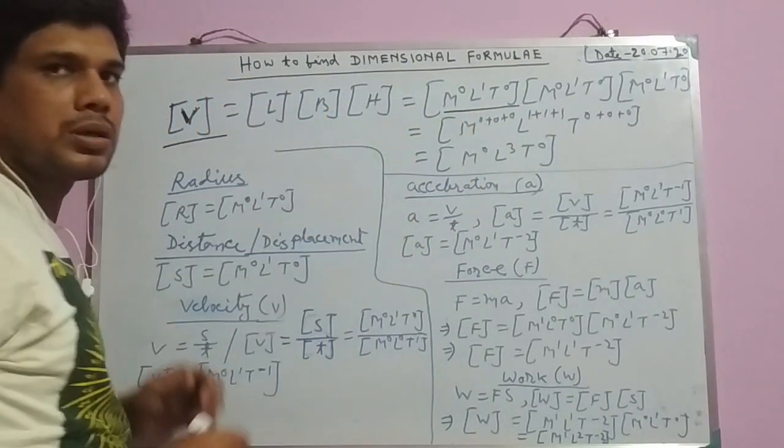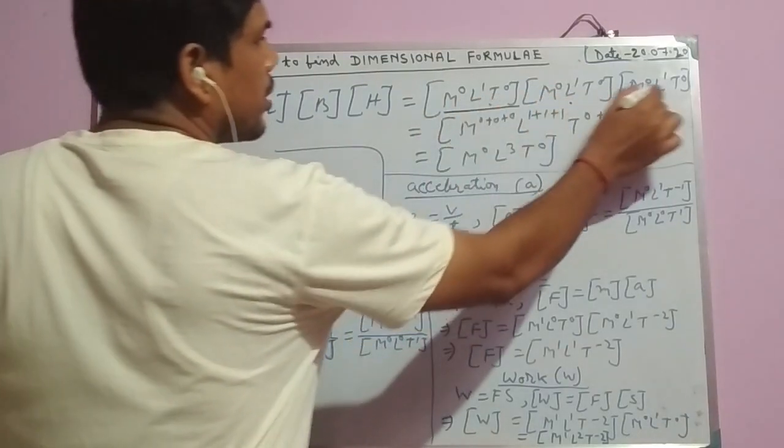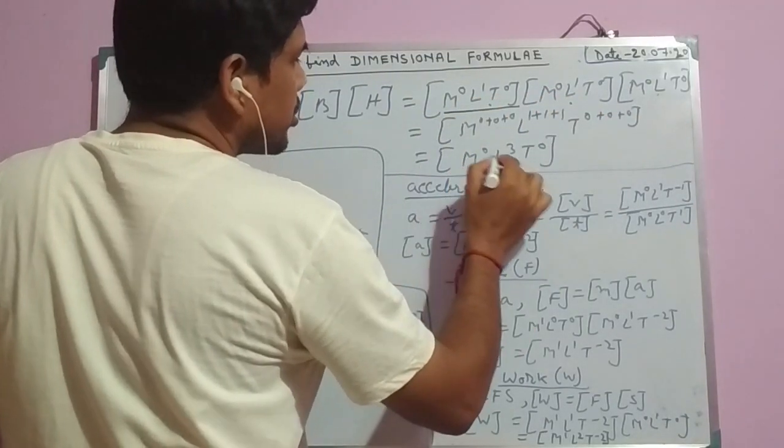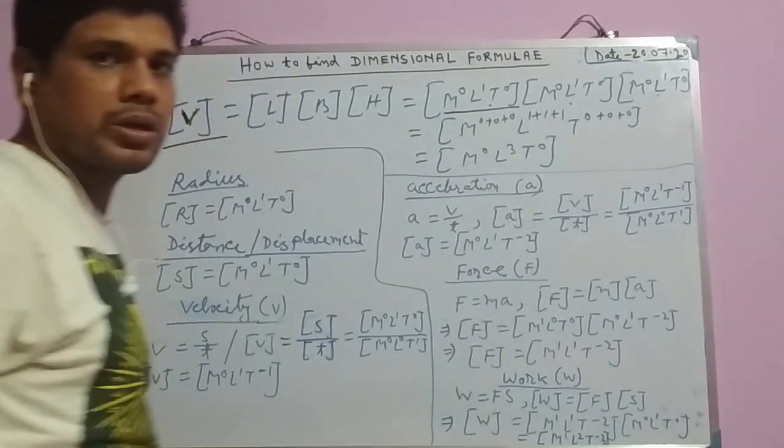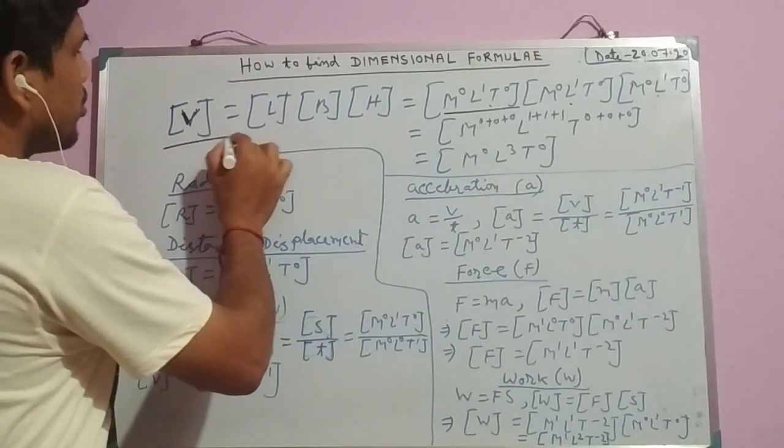We already discussed the dimensional formula of length, breadth and height. We will get M to the power 0, L to the power 3, T to the power 0. Okay, so this is the dimensional formula of volume.